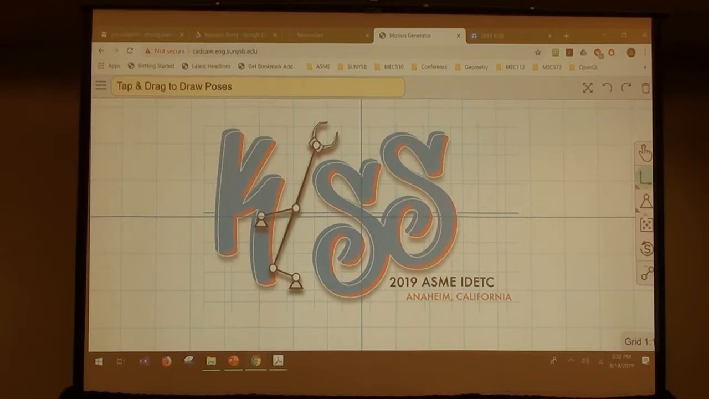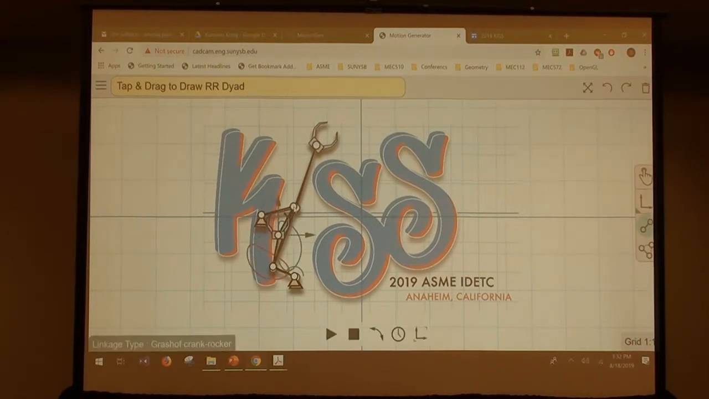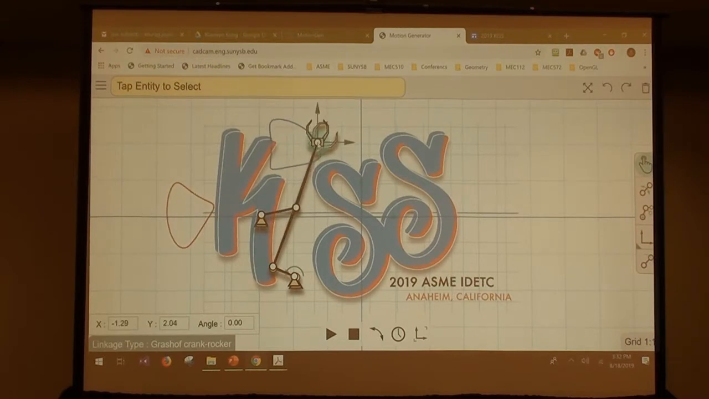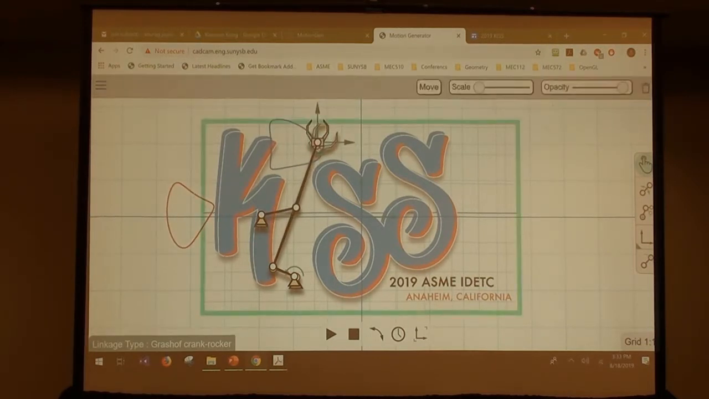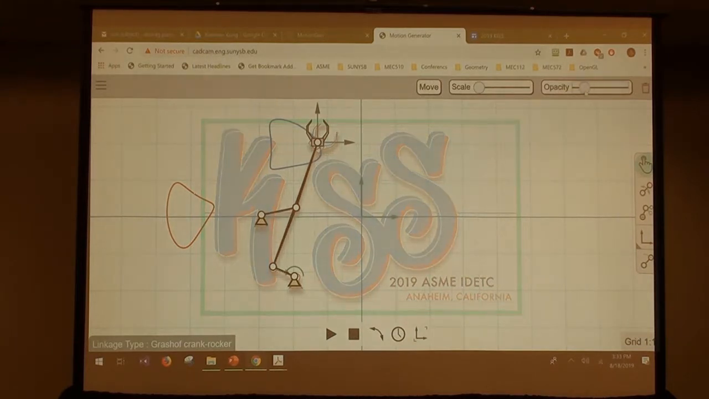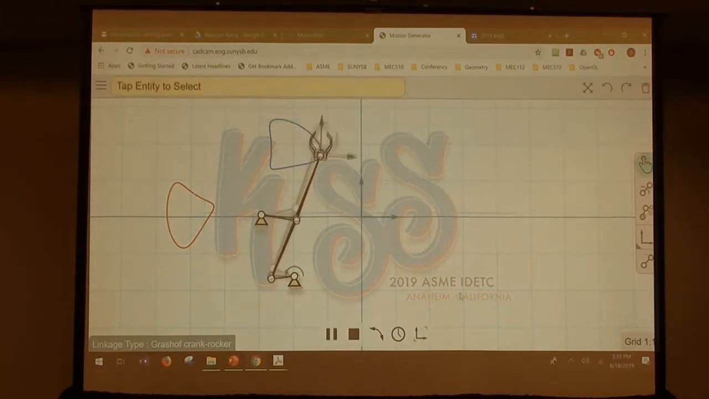Let's see. I'm going to draw right on top of it. And here's my crank and rocker. I'm going to bring it over here. No, that's not what I meant to do. So like this. All right, let me reduce the opacity a little bit so you can see this better. And I'll actually play it also for you.